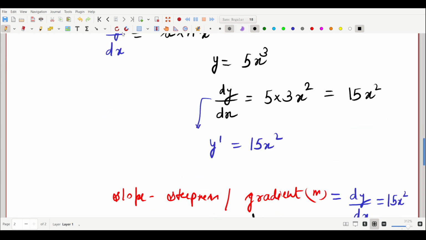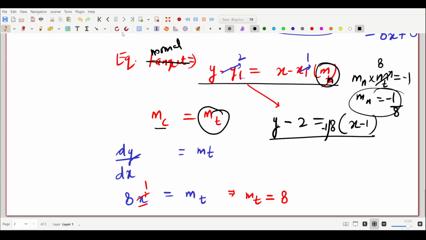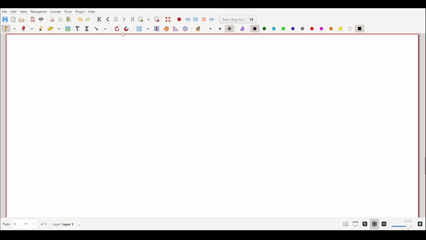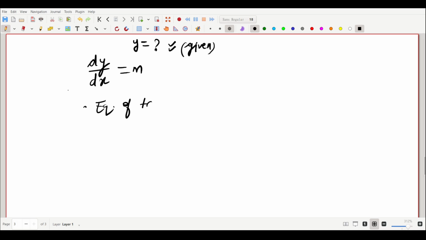Okay, now starts a new thing, the newer thing in this lecture. What do we know till now? We know how to find dy over dx from the equation which is given to us. Once you get dy over dx, that will be equal to the slope, m value. Then we have figured out how to find the equation of tangent and equation of normal.